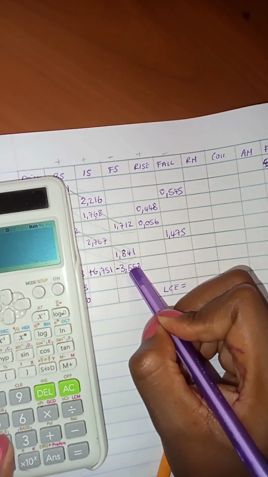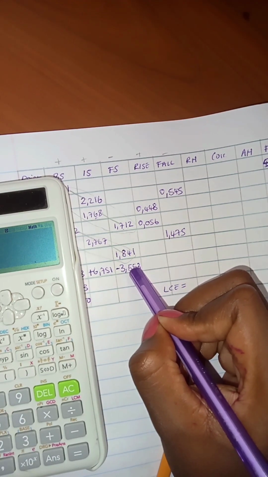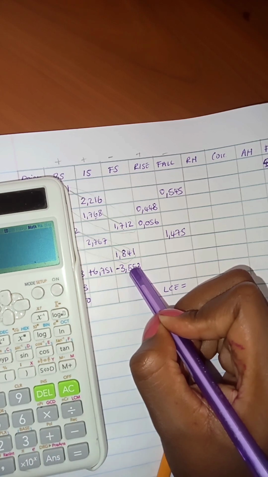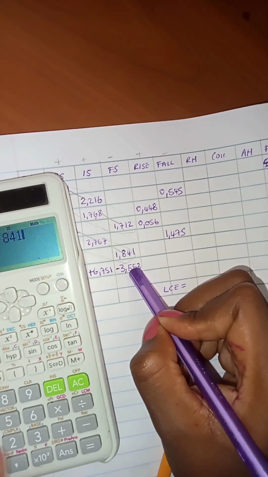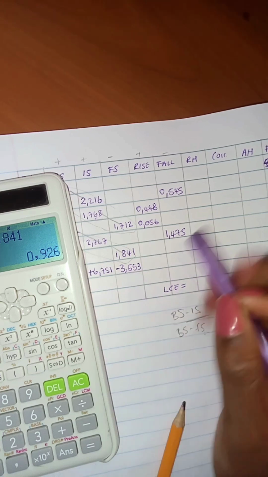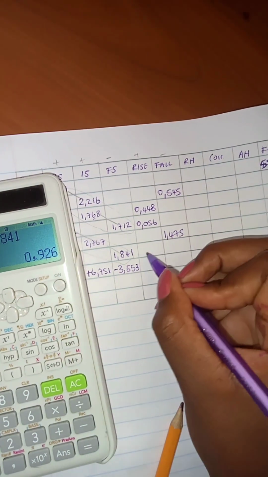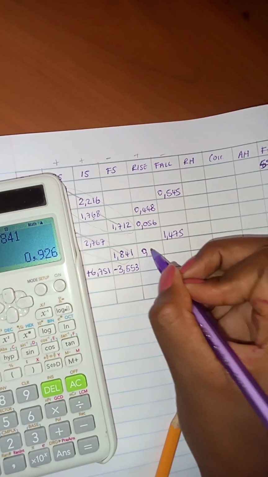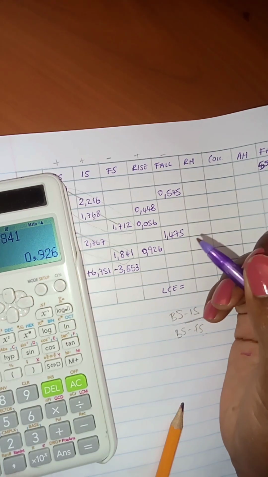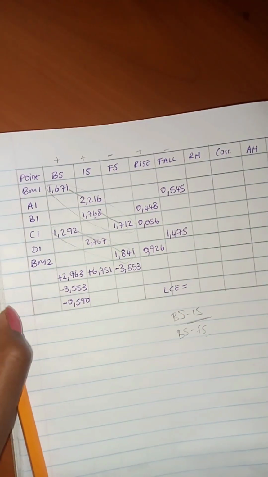And then now we must calculate for this. We're gonna say 2,767 minus 1,841, and that is a positive 0,926. So we are done with the rise and fall.